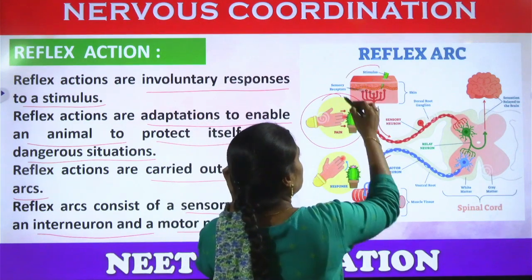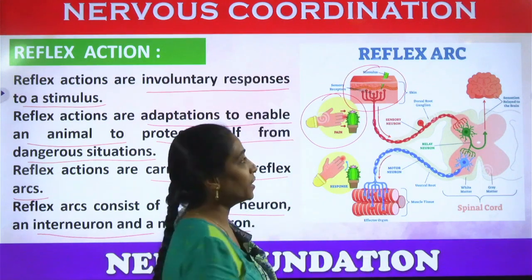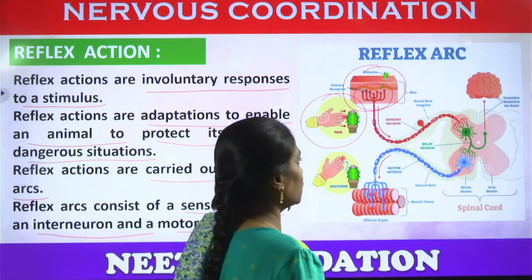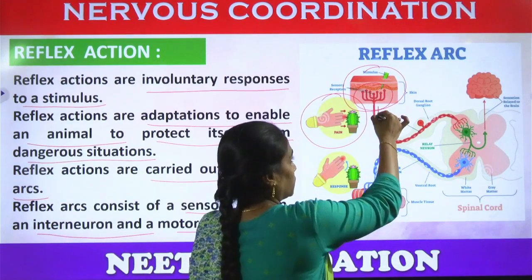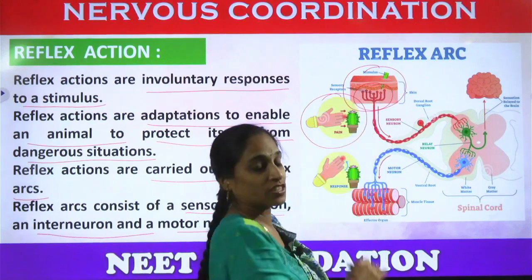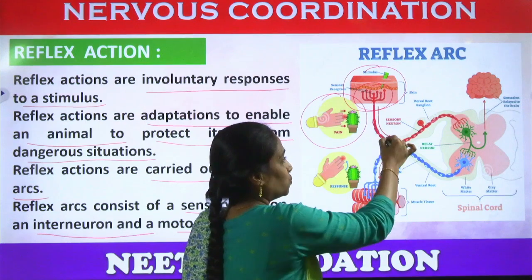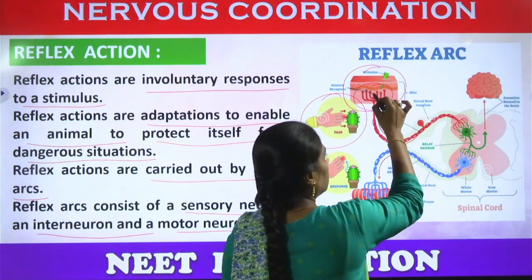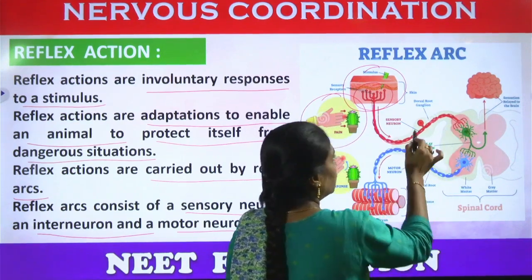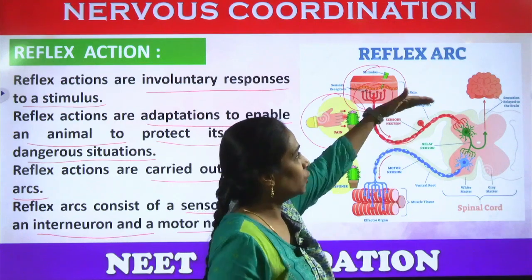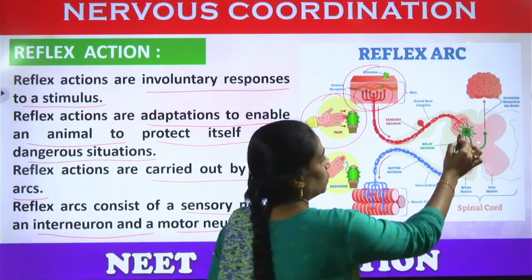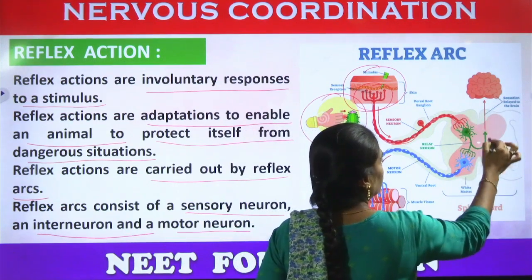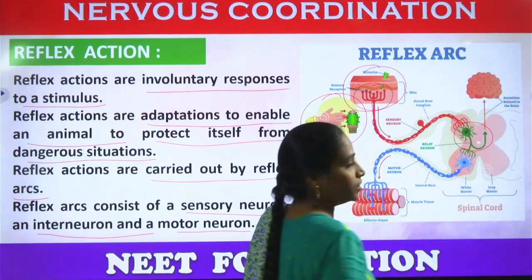Here the skin is a sensory organ. This sensory organ is attached with receptors called sensory cells. This is sending the message. First it receives the message from the sense organ and it sends the message towards the spinal cord. This is the sensory neuron in the dorsal region. This is the dorsal root ganglion. This is sending the message towards the interneuron.